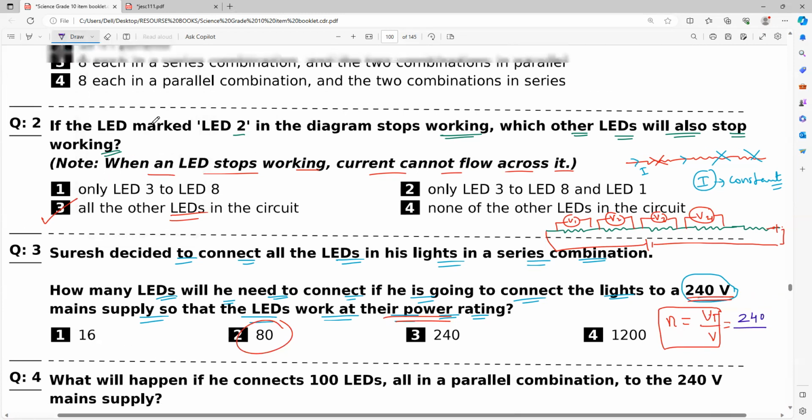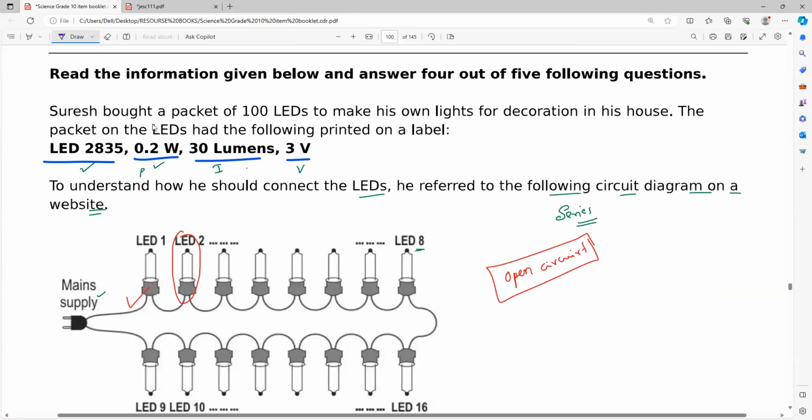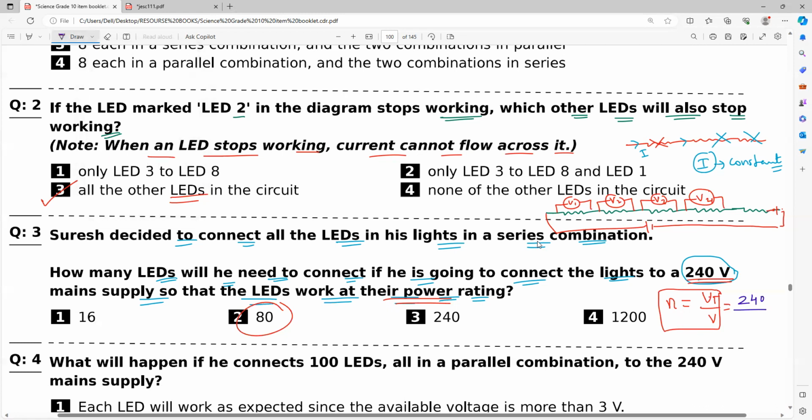What is the individual voltage? Everybody? The individual voltage is 3. Understand? So 240 divided by 3, what is n? 80. So we have to connect 80 lamps. For the 80 lamps, the supplied voltage to each one is how much? Each one is supplied 3 volts.